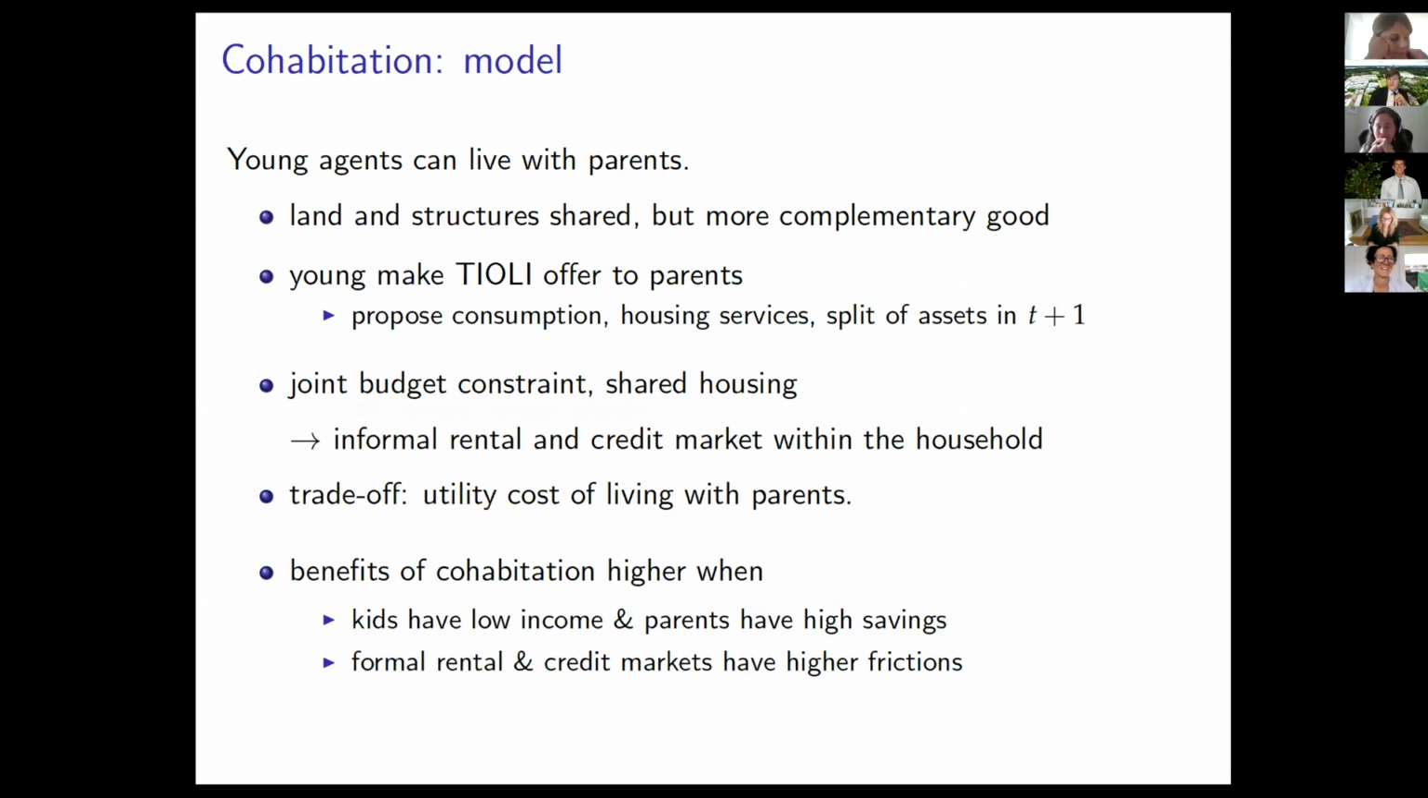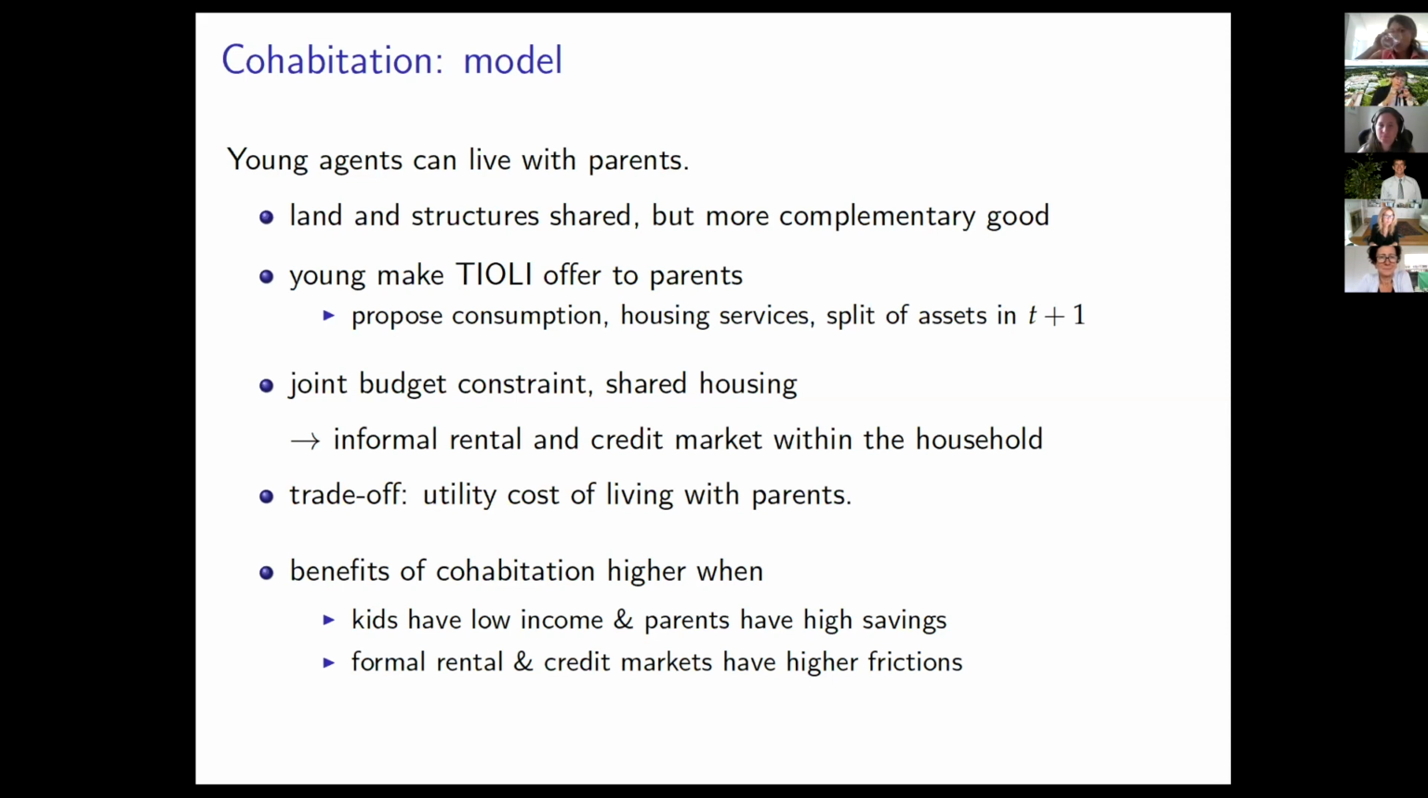Formally, what's going to happen is that the young make a take it or leave it offer to parents. In that offer, they propose consumption for all household members, as well as household services and ownership status for the family. And they also propose how to then split assets when parents and children go their separate ways in the next period.